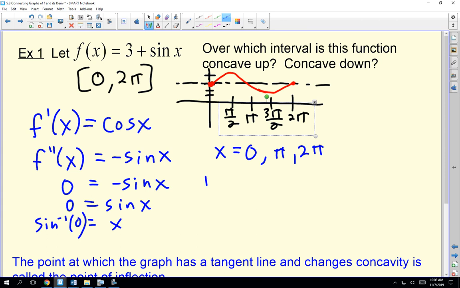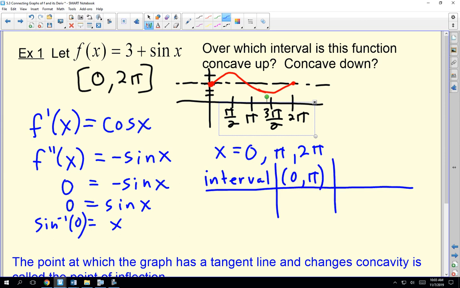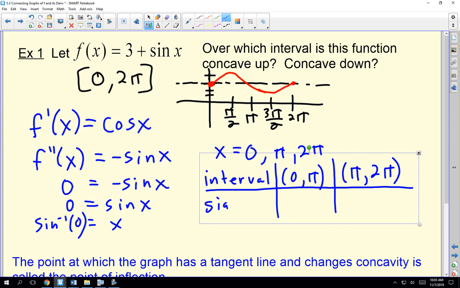So our intervals go like this. We have interval. So go ahead and write interval. The intervals are 0 to pi and pi to 2 pi. And then we want the sign of f double prime. So if the sign of f double prime is positive, it's concave up on that interval. If it's negative, it's concave down.